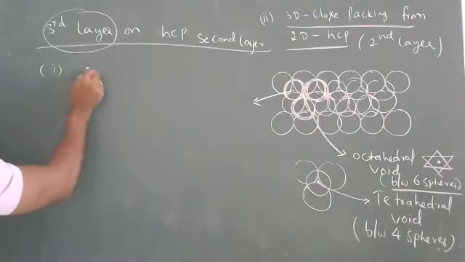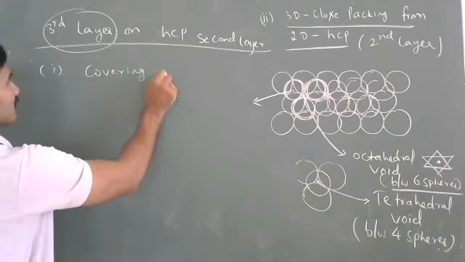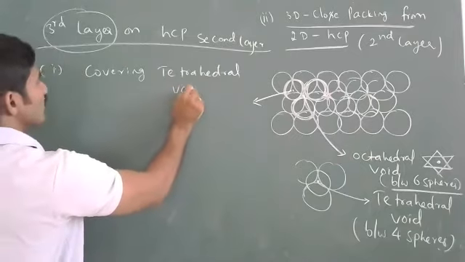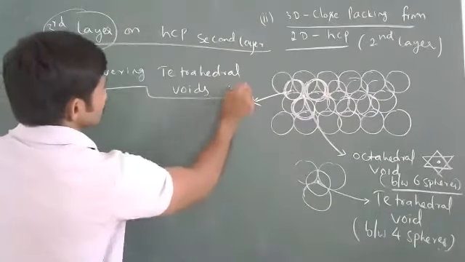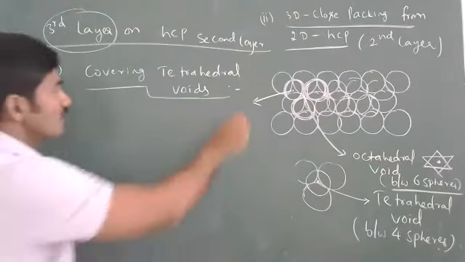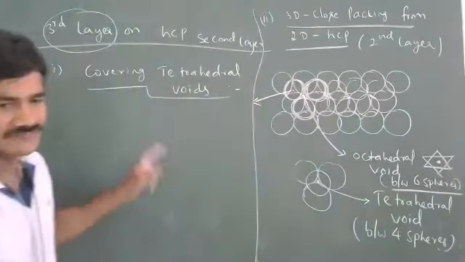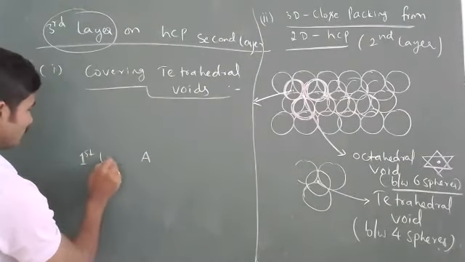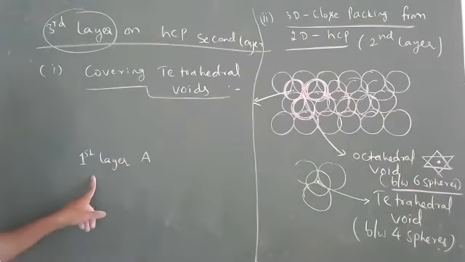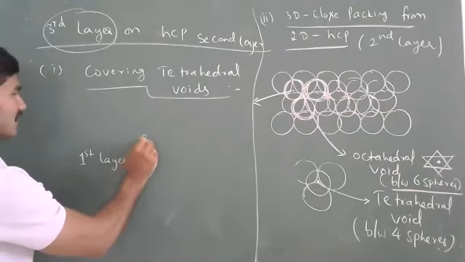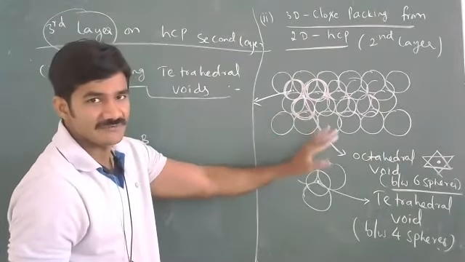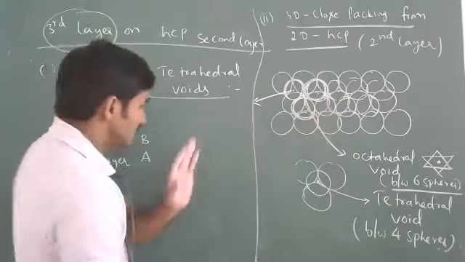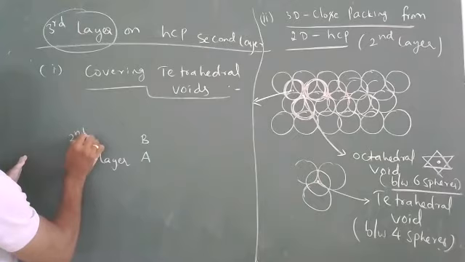So in this again 2 types arise. Covering tetrahedral voids: if we cover the tetrahedral voids, for example, this is the first layer. What I'm placing now, I kept a second layer which is different from the first layer. Yes or no? First layer, second layer, both are different here.